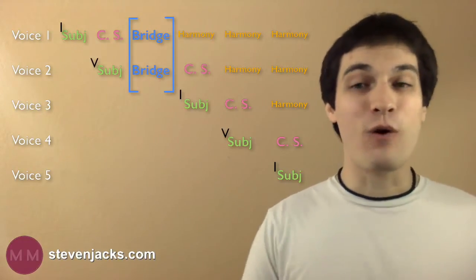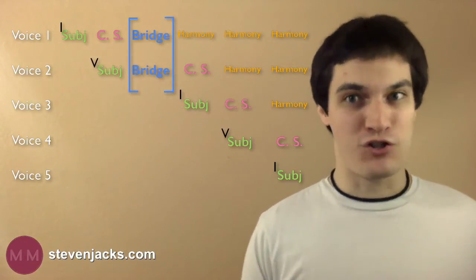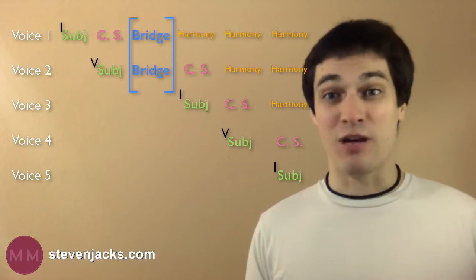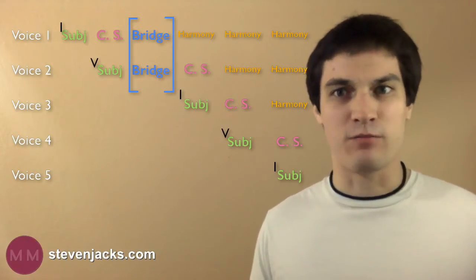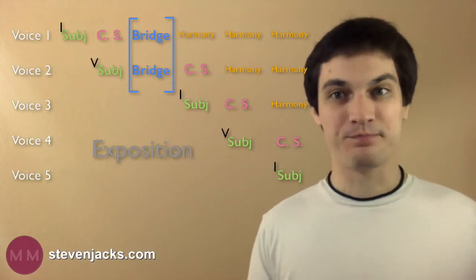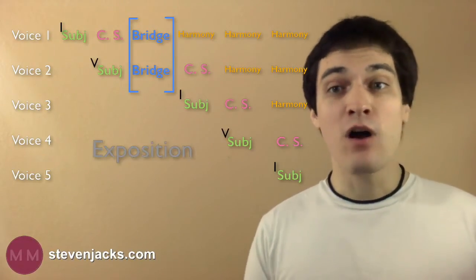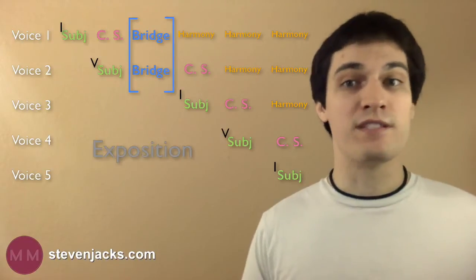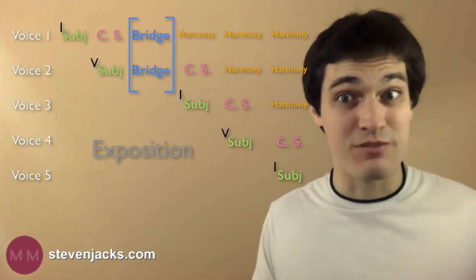As you can see, each of the voices has its own life cycle. First you have a subject, and then it turns into the countersubject, and then it turns into random counterpoint. This entire first part of the fugue is called the exposition. The exposition is officially over when your last voice comes in with the subject. It doesn't even have time to go to the countersubject.